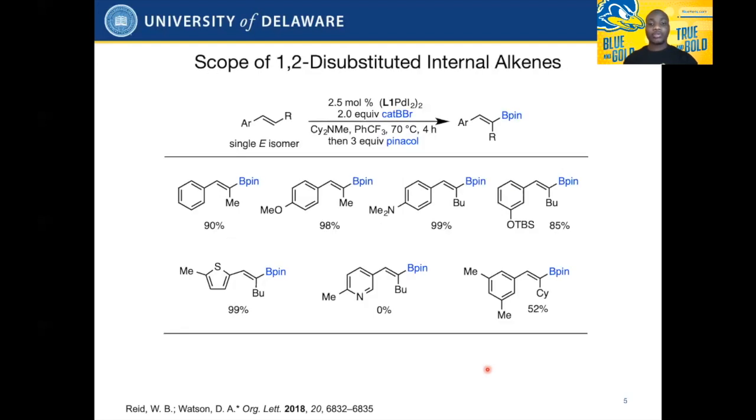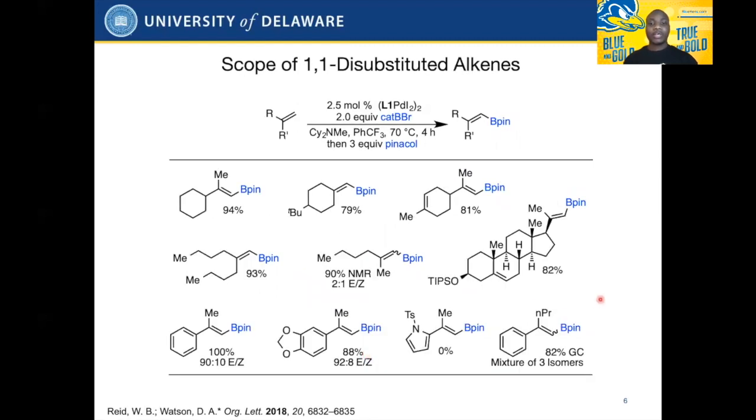With optimal conditions in hand, he was able to study the scope of this reaction, and he found that a variety of functional groups were well tolerated, such as aryl methoxy groups, aryl amine groups, protected phenols, as well as heterocycles, although pyridines don't seem to be compatible substrates for these conditions. And apart from 1,2-disubstituted internal alkenes, he also showed that 1,1-disubstituted alkenes are good substrates for these conditions. He also showed this with various examples ranging from methyl substitutions to methylene substitutions on the carbon, showing the good scope of these conditions.